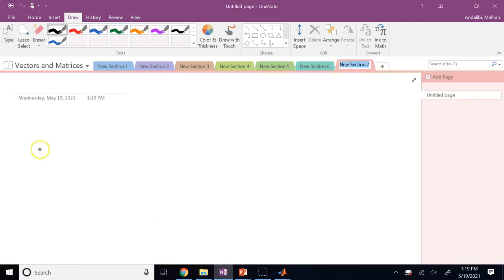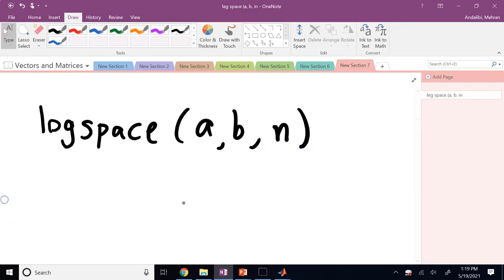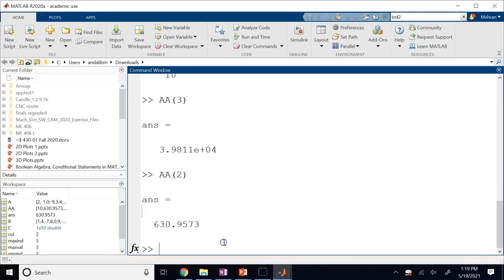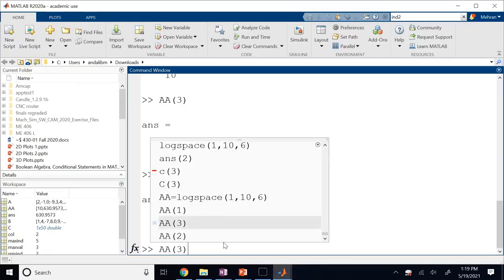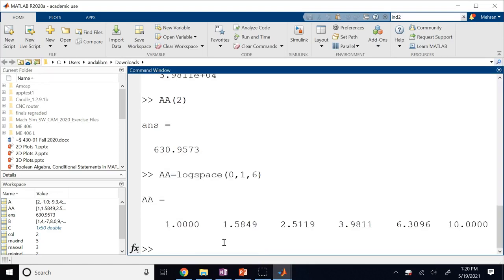When you say logspace of A, B, and N, it generates n data points for you, but the data are not between a and b. They are between 10 to the power a and 10 to the power b. So if you really want the data to be between 1 and 10, what should you say? Say 1 is 10 to the power 0 and 10 is 10 to the power what? 1. Now generate 6 data points.